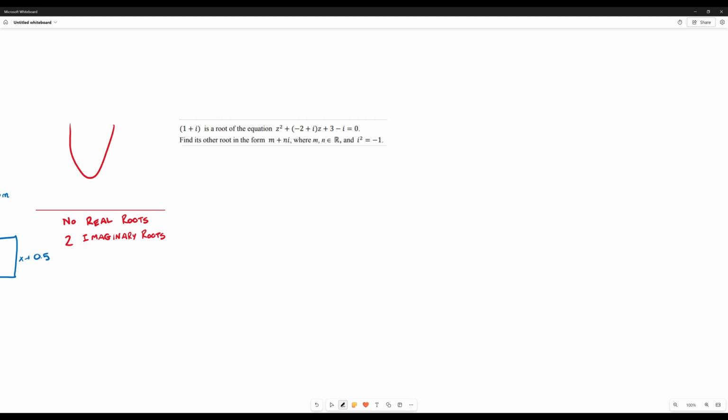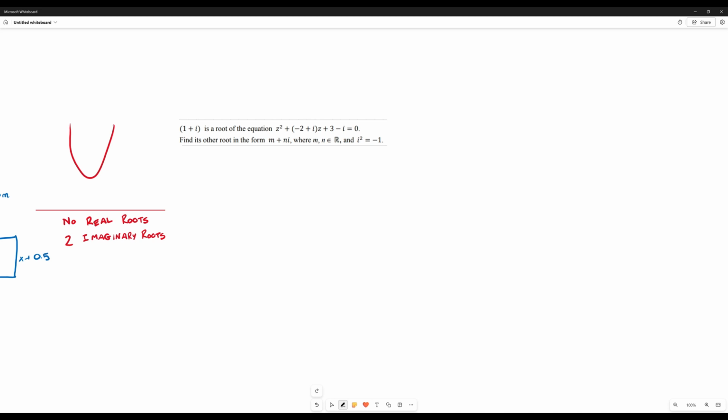Don't forget that if there's no i's in here, then the conjugate root theorem would hold, and the alternate root would be 1 minus i, because it's just the conjugate of whatever the original root is. However, that doesn't work here because we do have i values here and here. As soon as you can witness an i in the quadratic, no bueno, it's a no-go, right? So don't do the conjugate root theorem for this question.